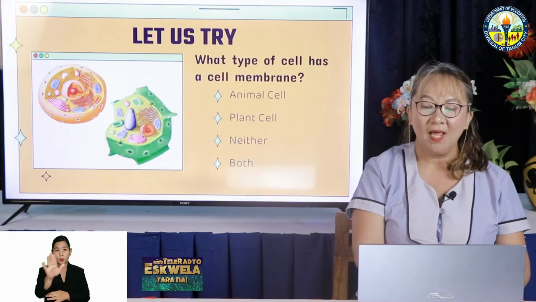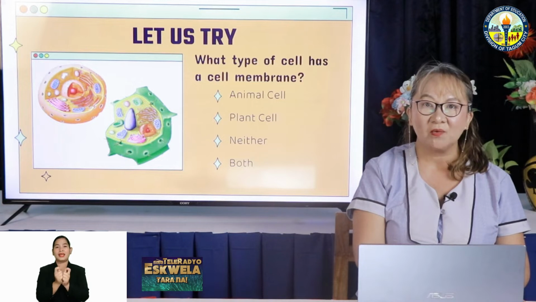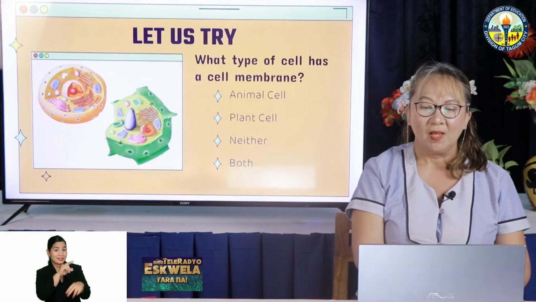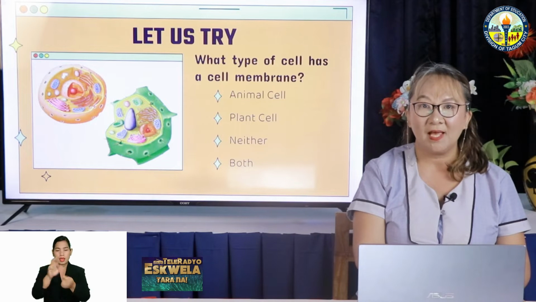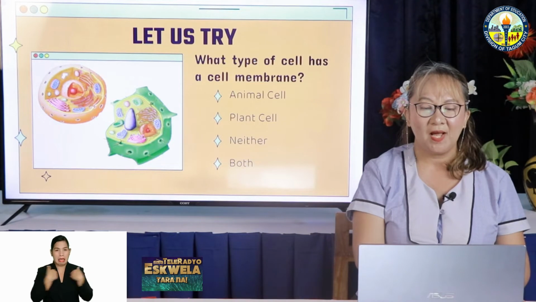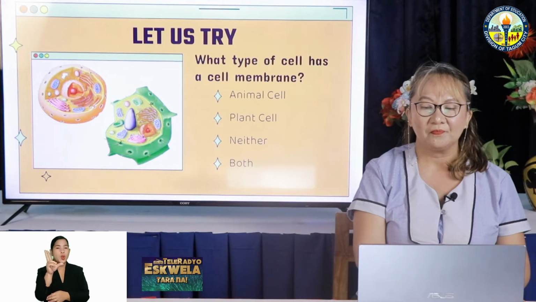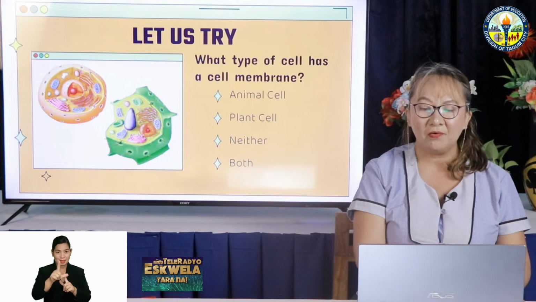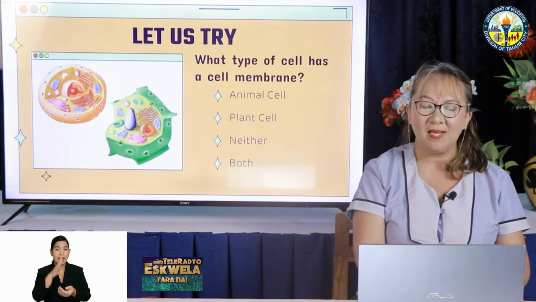In your module, kindly turn to page 2 and let us answer together the first question of Let Us Try. Are you ready? Let us begin. What type of cell has a cell membrane? A. Animal cell. B. Plant cell. C. Neither. D. Both. If your answer is letter D, then you are correct. Both animal and plant cells have cell membranes.